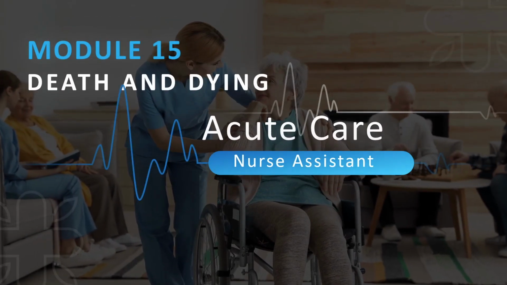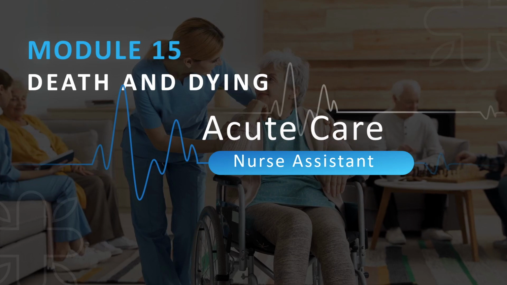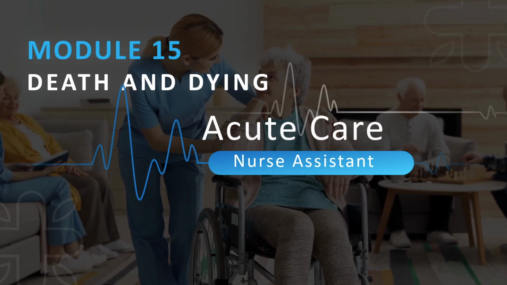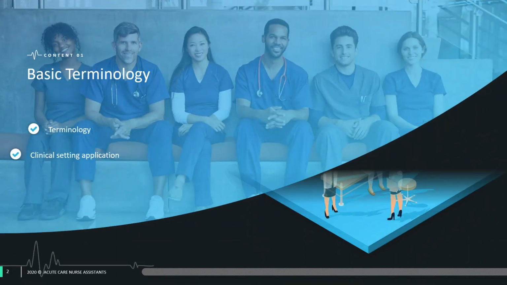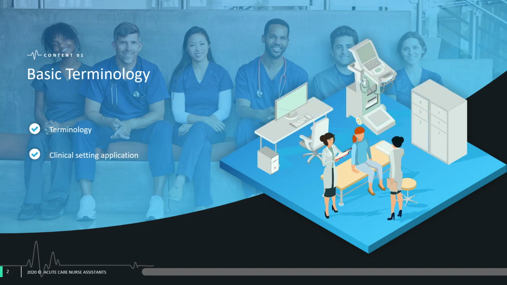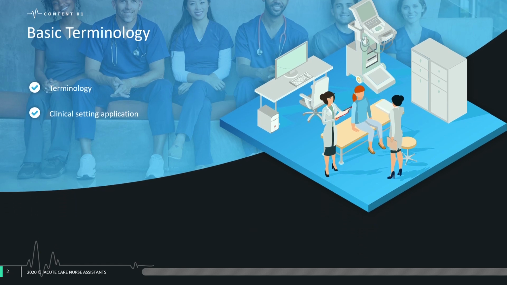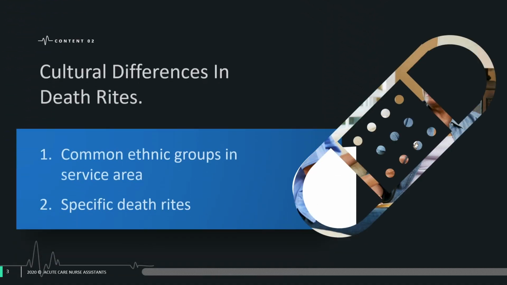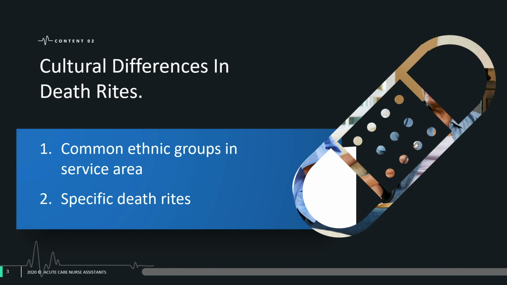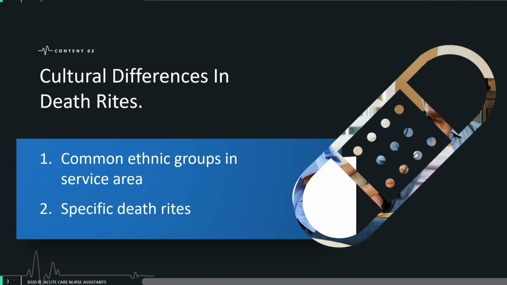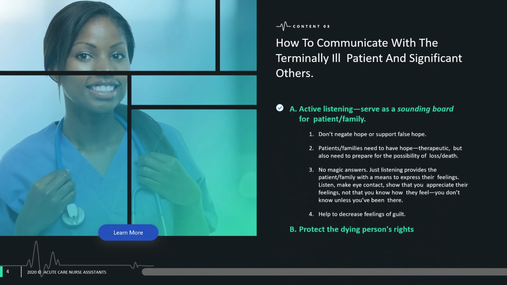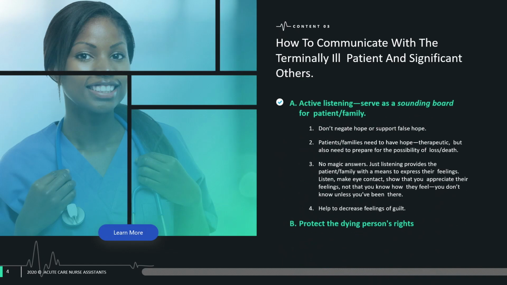Acute Care Nurse Assistant, Module 15, Death and Dying. Content 1, Basic Terminology, including the terminology and clinical setting application. Content 2, Cultural Differences in Death Rites, Common Ethnic Groups in Service Area, Specific Death Rites. Content 3. How to communicate with a terminally ill patient and significant others.